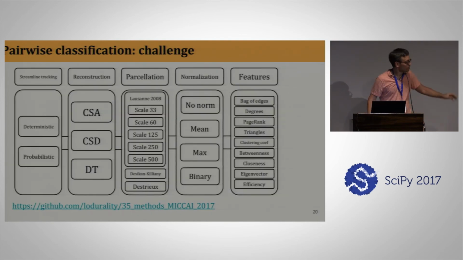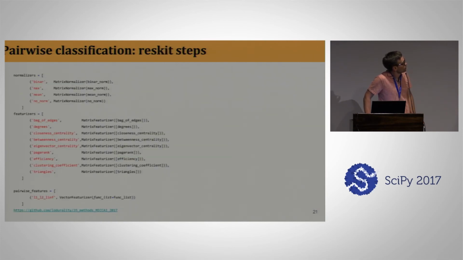This is a visualization of the possible combinations from the paper. It's another illustration of how many possible steps there were. So how did it look in Reskit?